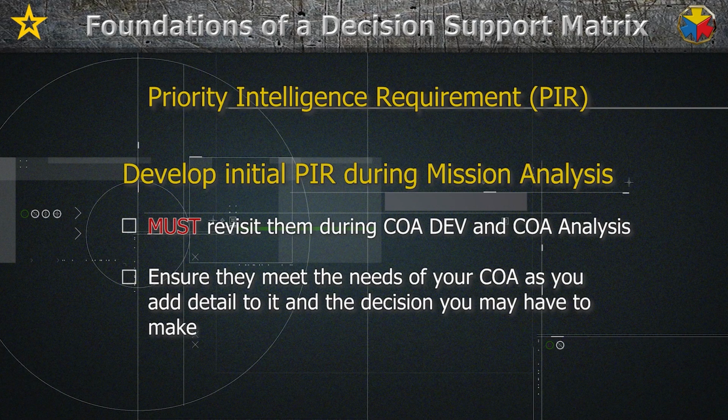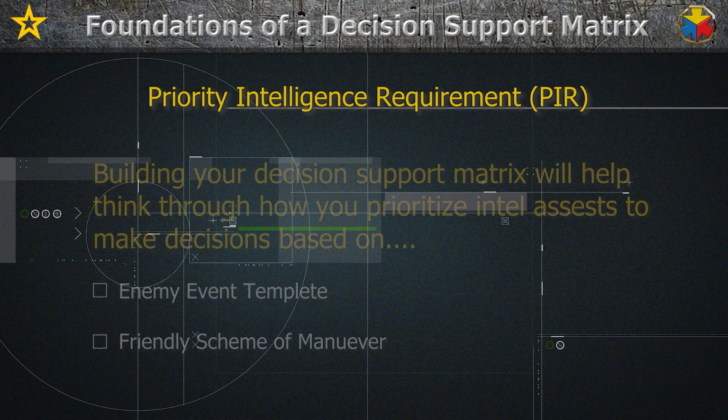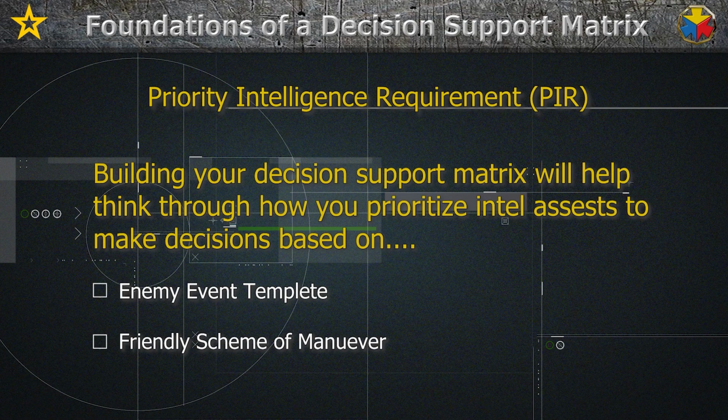You would develop initial PIR during mission analysis, but you must revisit them during course of action development and course of action analysis to ensure they meet the needs of your course of action as you add detail to it and the decisions you may have to make. You must develop an intel collection synchronization matrix that tasks assets to collect on named areas of interest, or NAIs, based on the appropriate times to make a decision. Building your decision support matrix will help you think through how you prioritize intel assets to make decisions based on the enemy event template and your friendly scheme of maneuver.